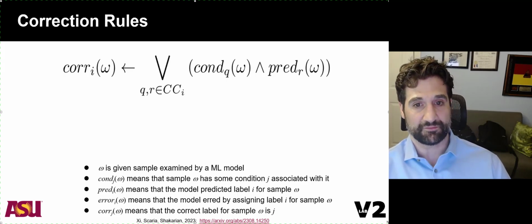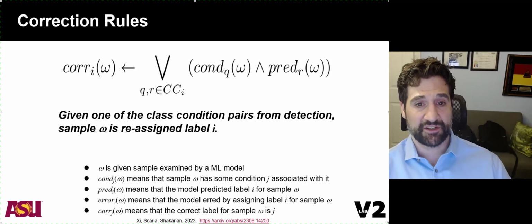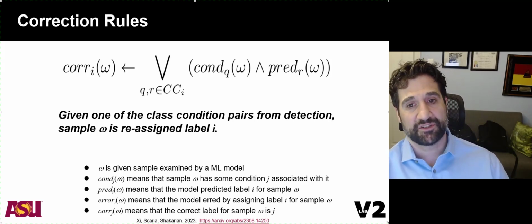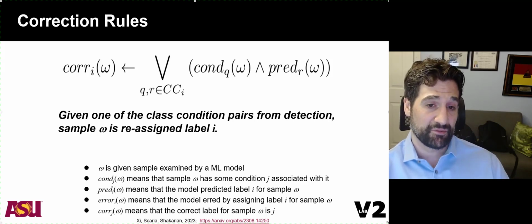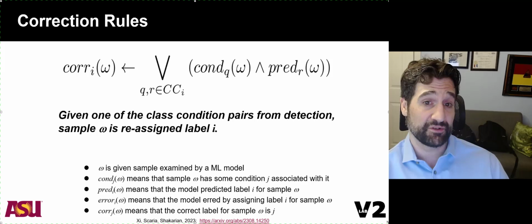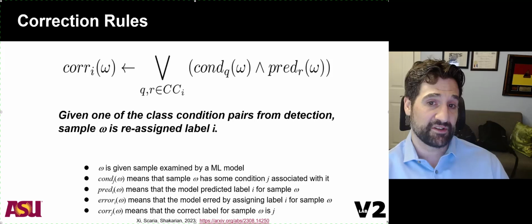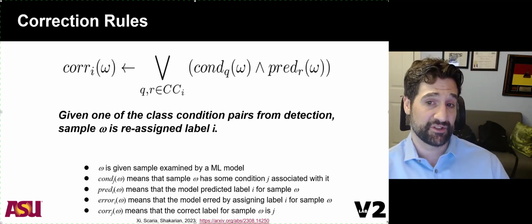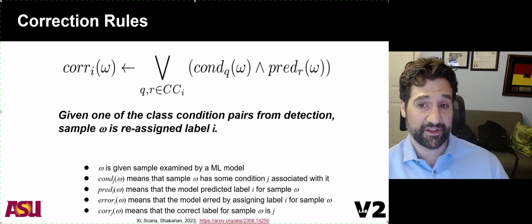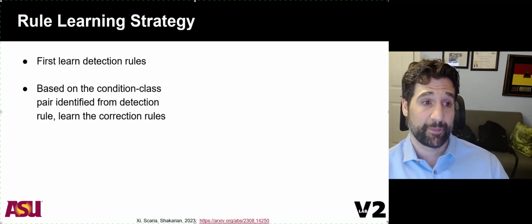And then likewise for correction, the rule looks a little bit different, because now you have to consider the condition and the class that the model assigned as a pair. So you have these things, we call them condition class pairs. We have a set of them, CC_I. This is what you need to learn to have this type of rule. And if one of these condition class pairs is true, then the correct label should be I. Notice the pred and the correct predicates are for different labels here.